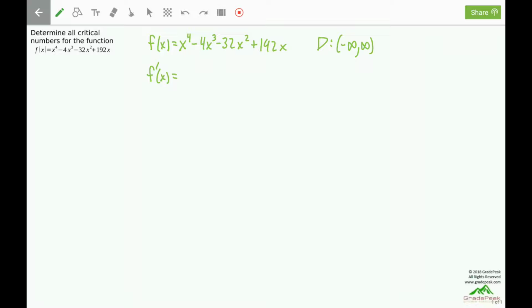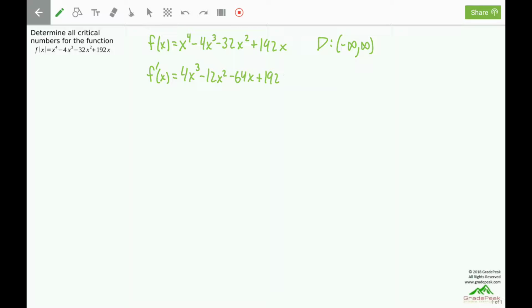F prime of x equals, first term's power rule, bring down the power, subtract 1 from it. Second term's power rule, bring down the power, multiply with the negative 4, subtract 1 from it. Third term's power rule, bring down the power, multiply with the negative 32, subtract 1 from it. Fourth term is a constant times x, derivative will be the constant.